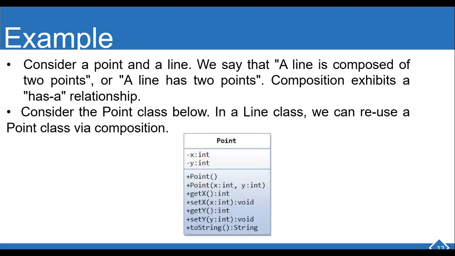For example, think about drawing a line. How can we draw a line? For that, we need two points. A line has two points. From this phrase you can identify composition, because when we talk about composition, we use the words "has a". We say a car has an engine, a car has a tire, like that. If something is composed of some objects, we call it a "has a" relationship. So if you need to identify a composition relationship, you can identify it from the "has a" relationship.